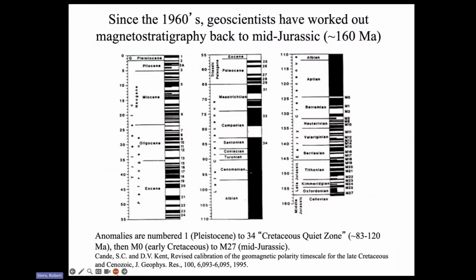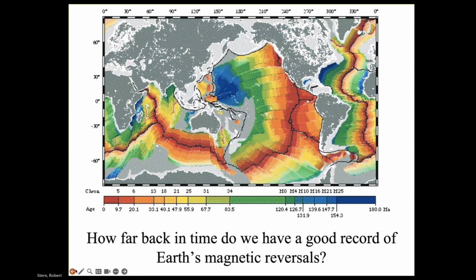So basically, since the 1960s, geoscientists have been working out the magnetostratigraphy back to the mid-Jurassic, about 160 million years ago. And basically, that's the age of the seafloor. We can't go any farther back than that based on the seafloor, because the oceanic crust isn't older than that anywhere. We can reconstruct the reversal rate perhaps from working on continental rocks, but that's much less continuous than we get from the seafloor record.